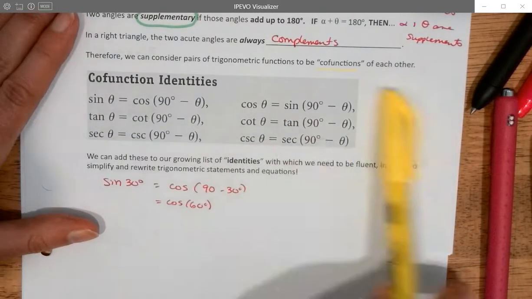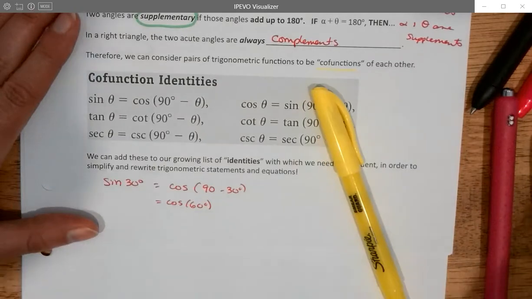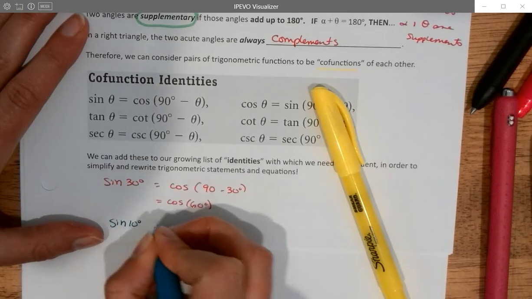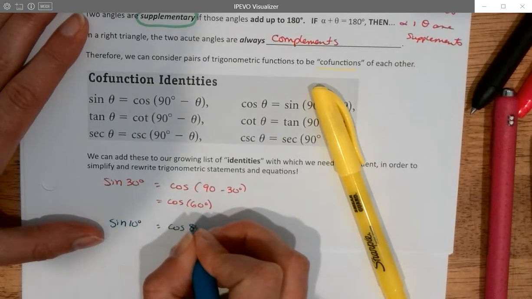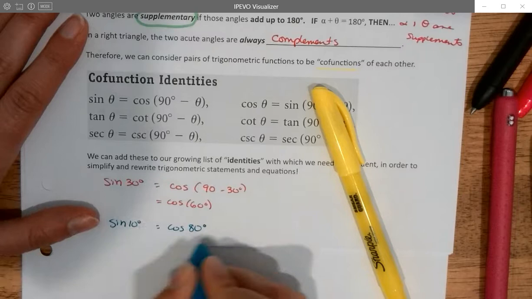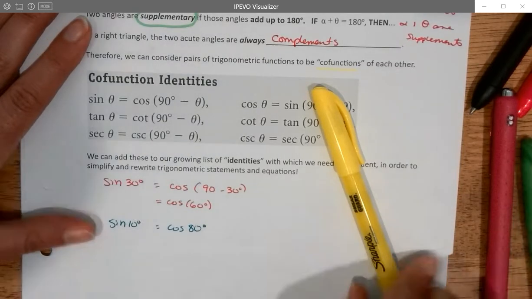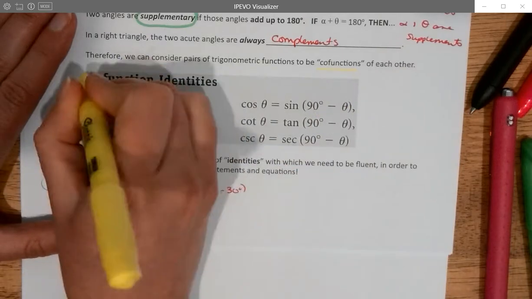So it's true for any cofunctions. So it would also be true, for example, that the sine of 10 degrees is equal to the cosine of 80 degrees. That's a complement. I don't know what those two values are, but it's true for the ones I know, and it's also true for any other one. Okay, so these are some cofunction identities.